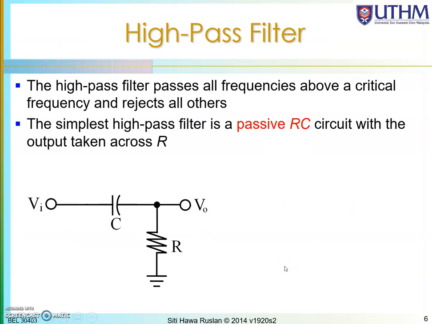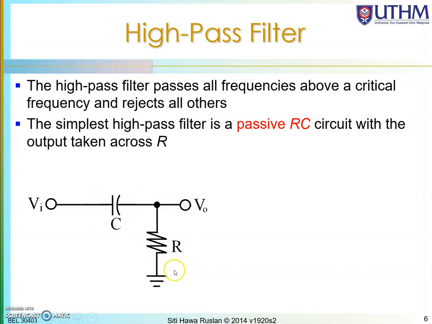Okay, and first we look into the passive high pass filter, which consists of capacitor and resistor. If you look closely at this circuit, it is opposite of a low pass filter. The position of C and R is interchanged. You have R at the output, but for the low pass, it is capacitor over here. This is passive because it is just the passive element C and R.